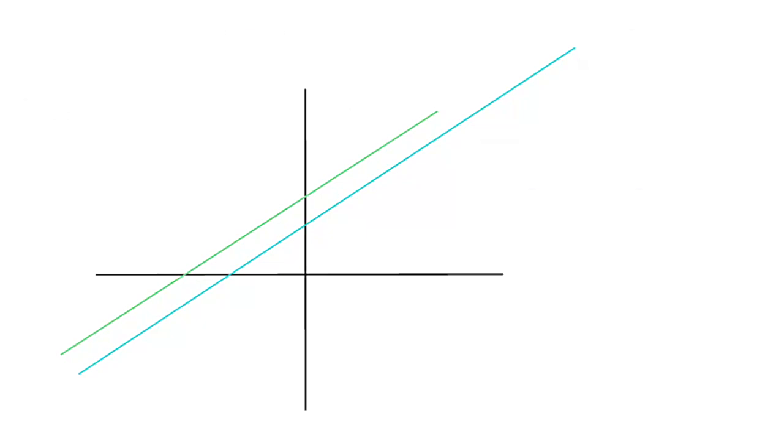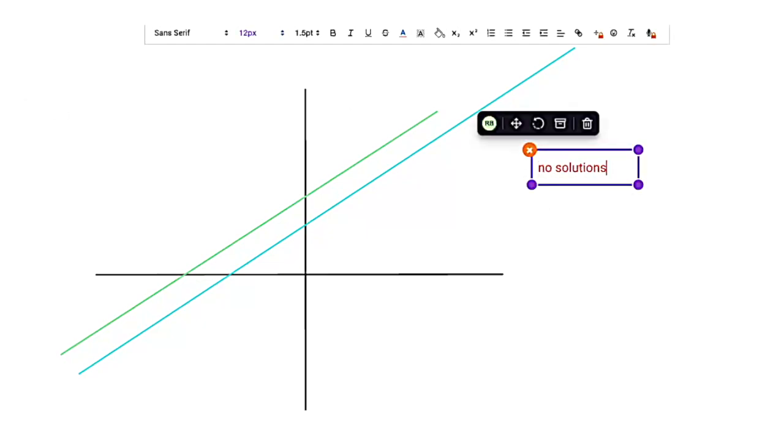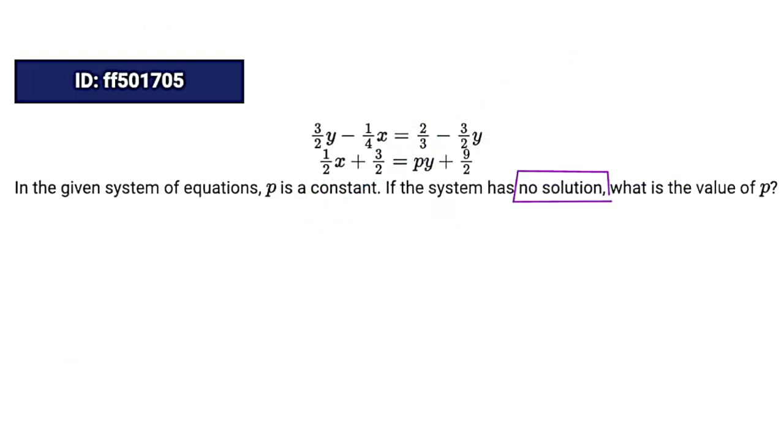So always remember, no solutions for 2 linear equations. You want to think same slope. How does that help us here?